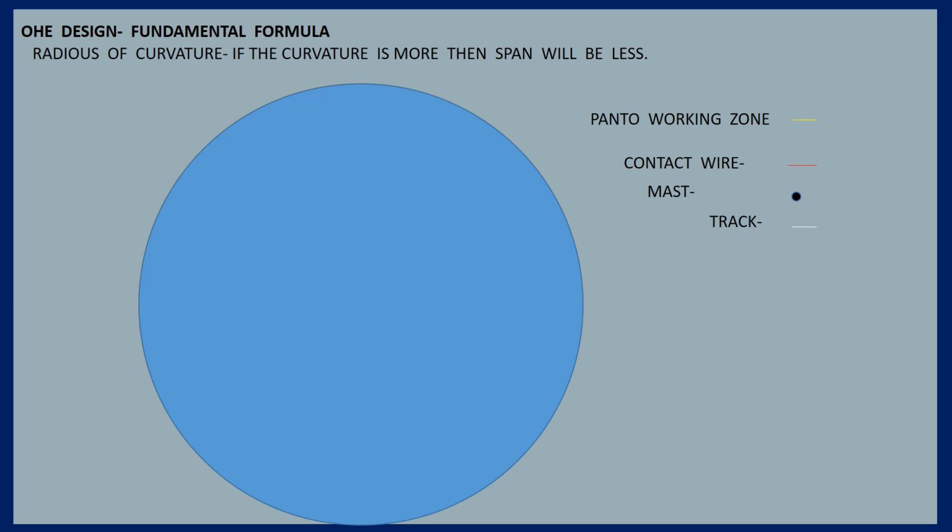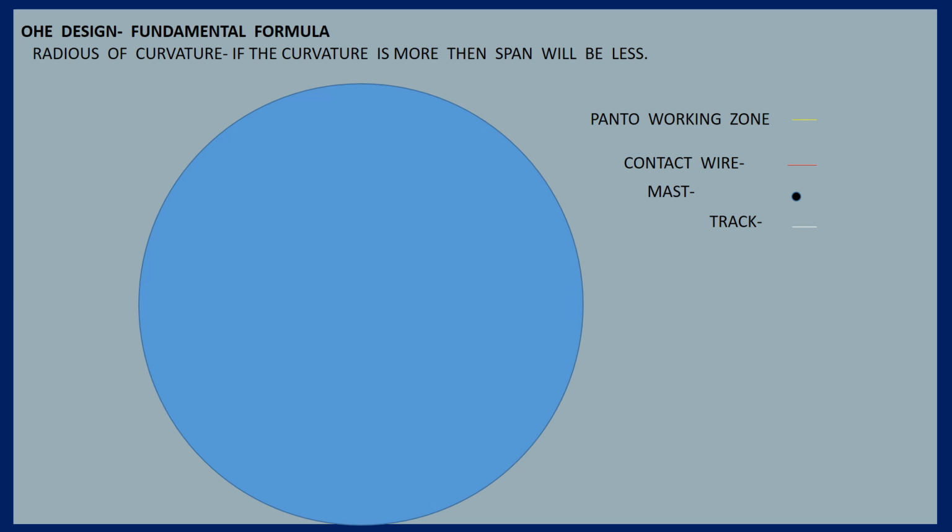From the figure below, you can see that if the span is more, then the contact wire will be out of the safe zone of the pantograph running line, which is shown in green. But if you make the span smaller, then it can be easily taken. So the more curved, the less the span.